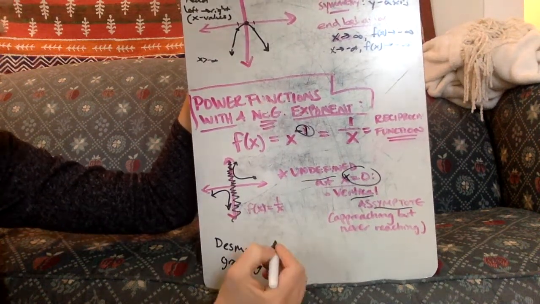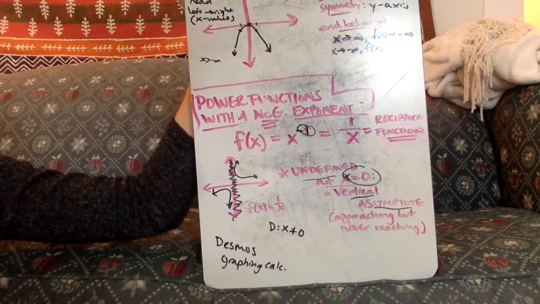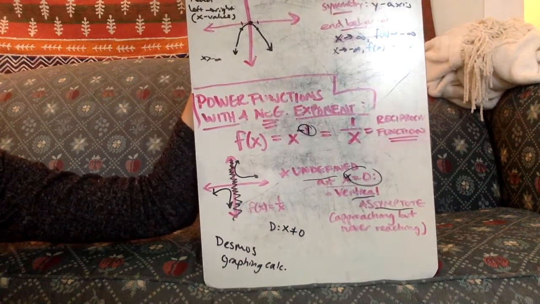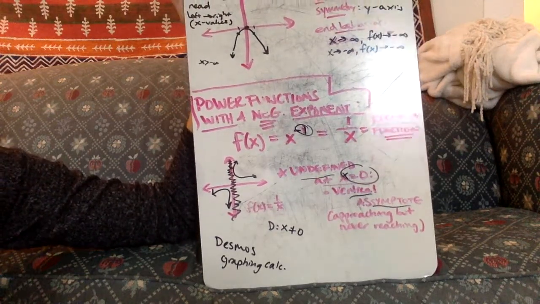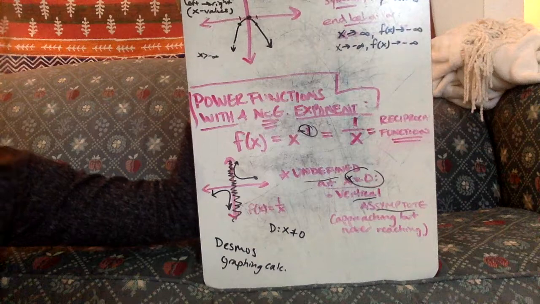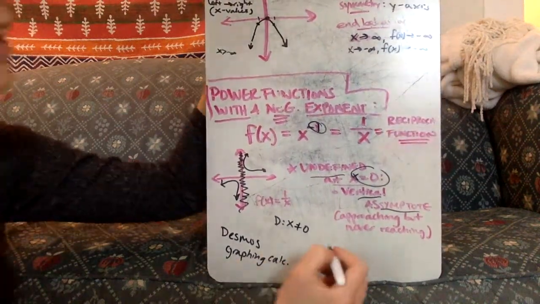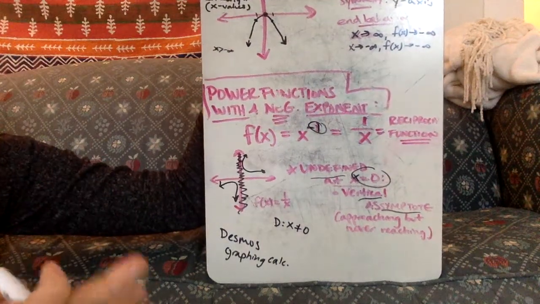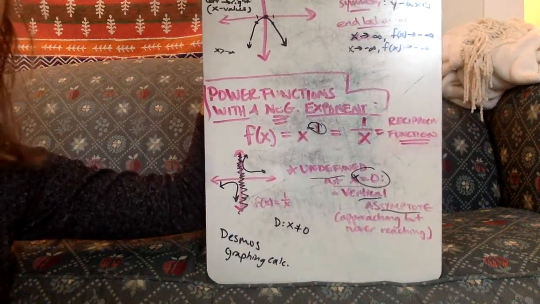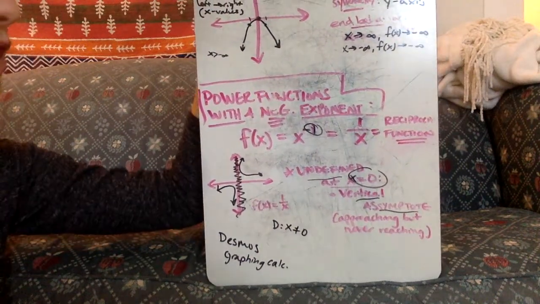So my domain here would be that x does not equal 0, but x can be any other number besides that. And so what I'm going to have you do with these is graph specific power functions with negative exponents. The first one I'm going to write out the function and what it means, but I want you to go through and try these out with Desmos and graph them, just so you can start seeing what they look like.